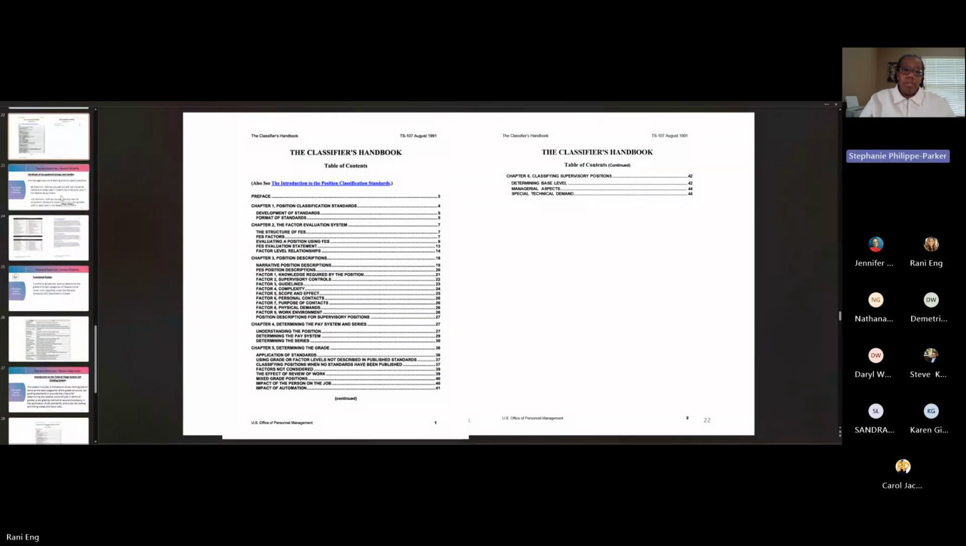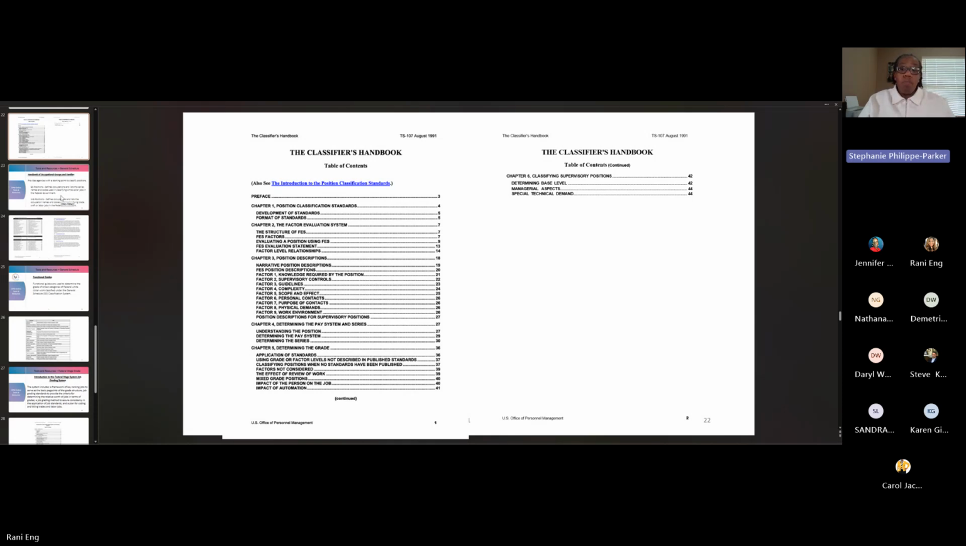All right, so here we have the table of contents for the Classifiers Handbook that we were just talking about. It goes over a few of the things that I just mentioned. The handbook essentially explains what to consider when classifying a PD. It provides a guide on how to make appropriate determinations and what considerations should be made when performing a review.